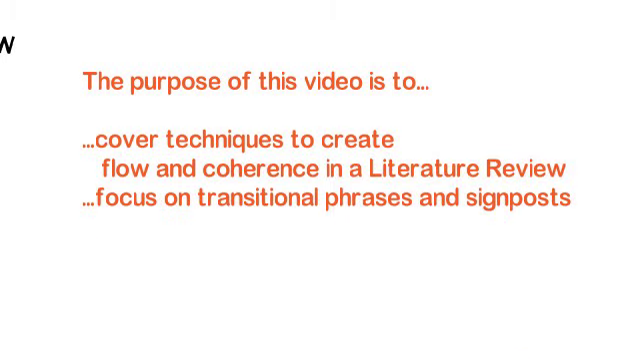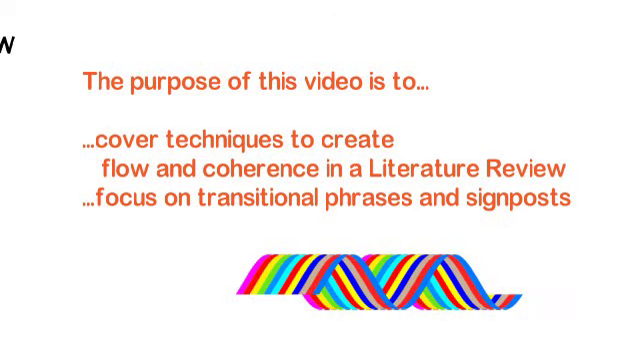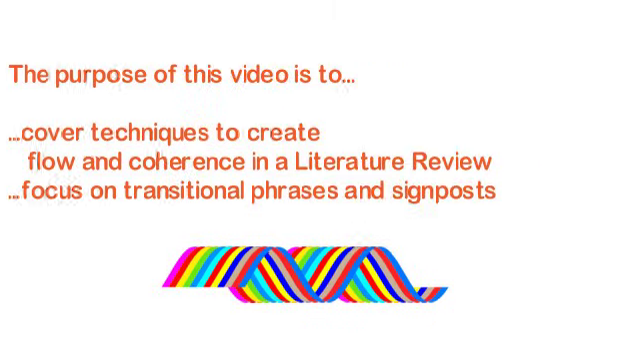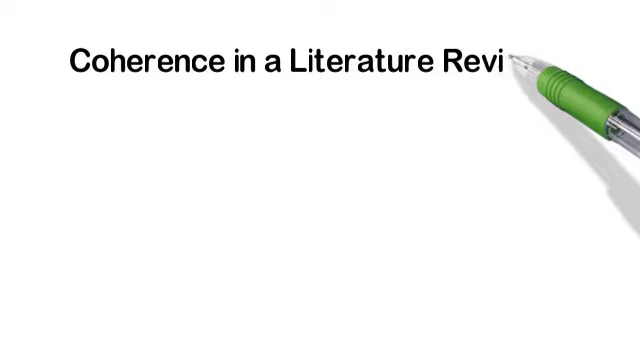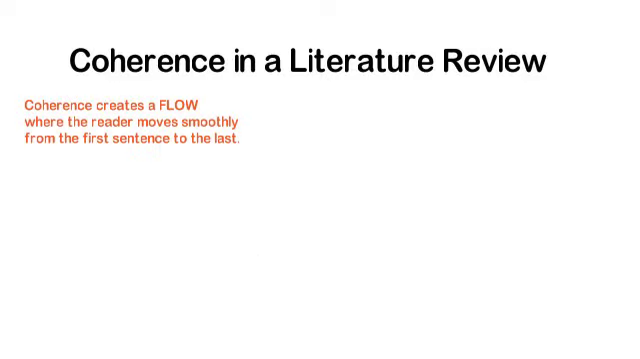The purpose of this video is to cover some techniques to create flow and coherence in a literature review, and to focus on transitional phrases and signposts. So what we're going to do is look at 6 different techniques or devices to create coherence in a literature review. Now, what do we mean by coherence?